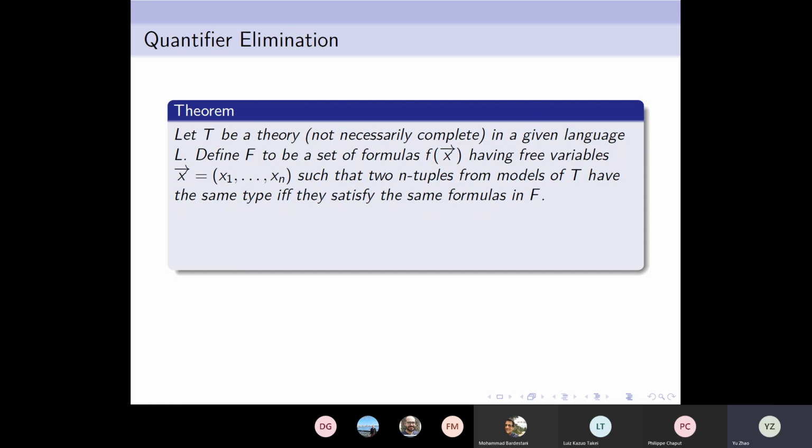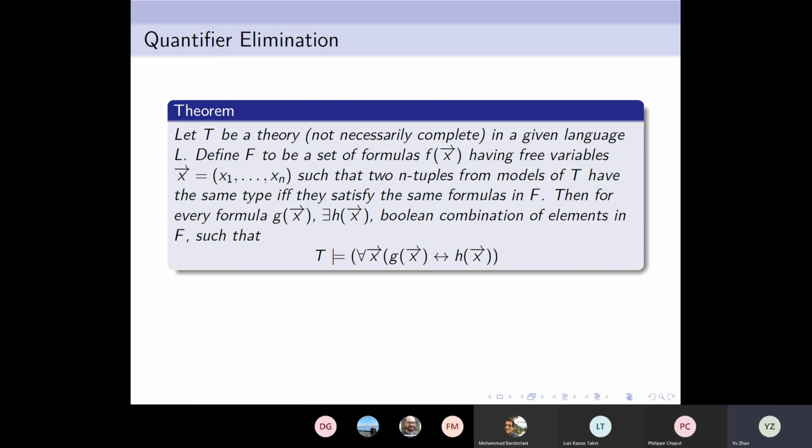Then the theorem is: for every formula G(x), there exists H(x), which is a Boolean combination of elements in the smaller subset of formulas F, such that G(x) and H(x) are equivalent under the language L, and for any model of T.